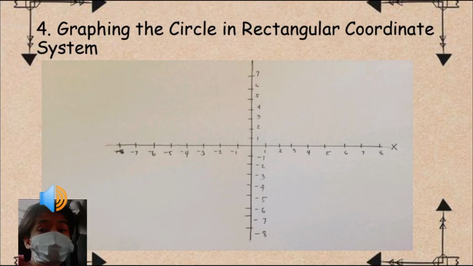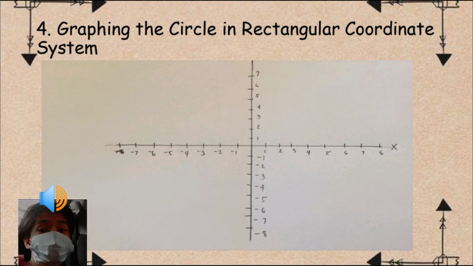Let us first familiarize our Cartesian plane. So we have the x-axis, the horizontal line, and the vertical line, which is the y-axis. On the right side are the positive numbers. On the left side, the negative numbers, and below are the negative numbers. Of course, this is what we call the origin. 0, 0 is the coordinate of the origin.